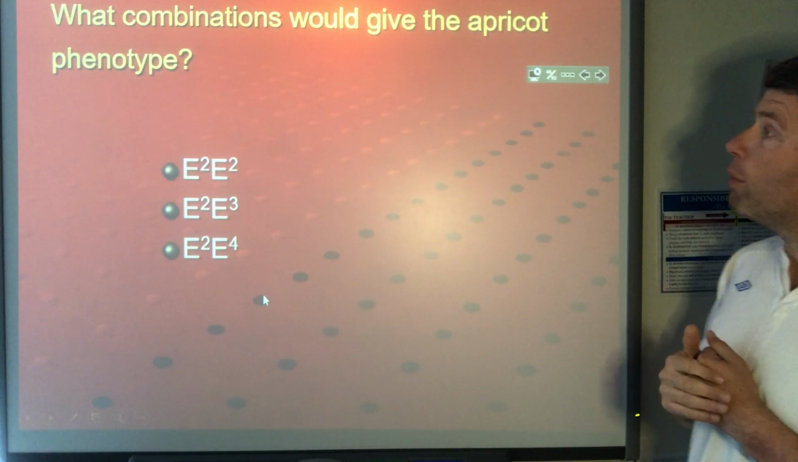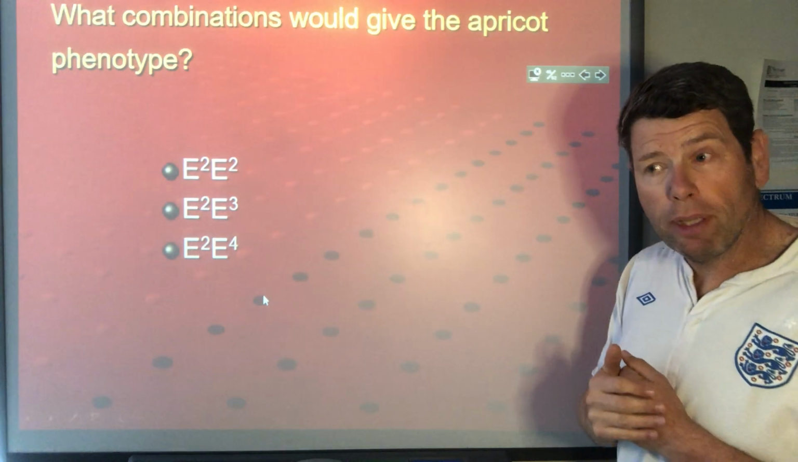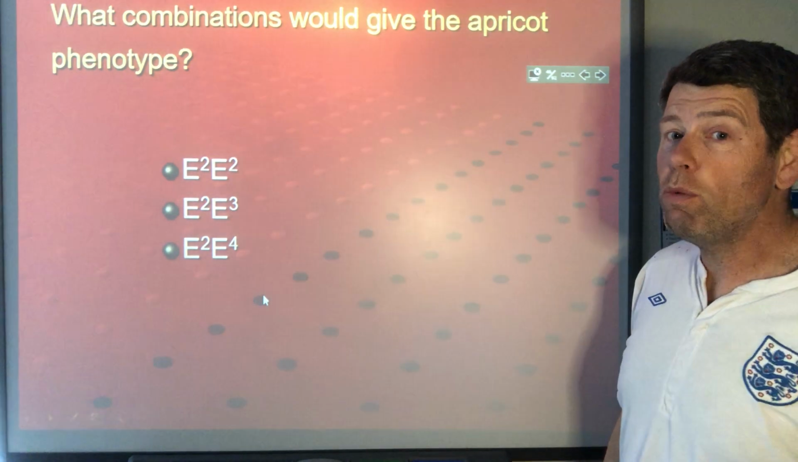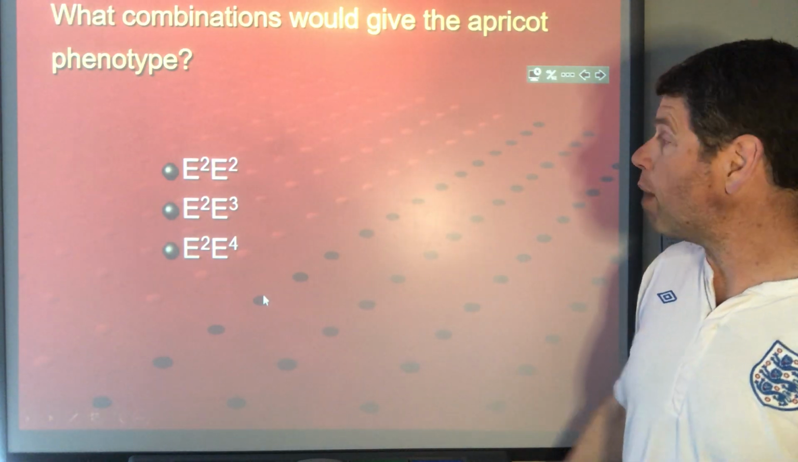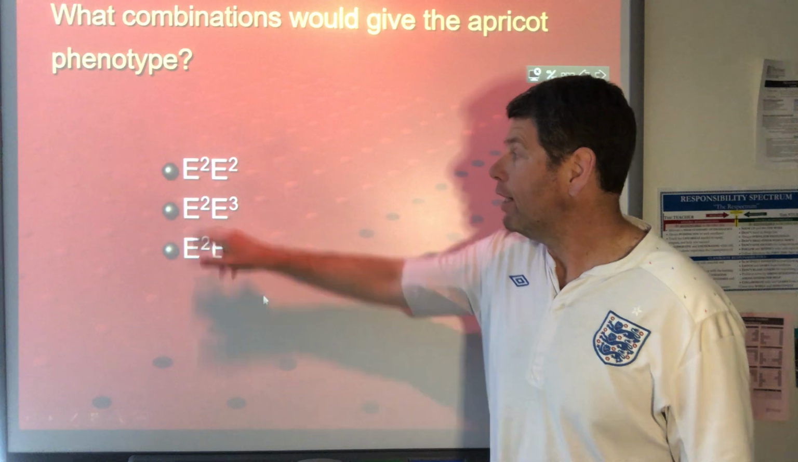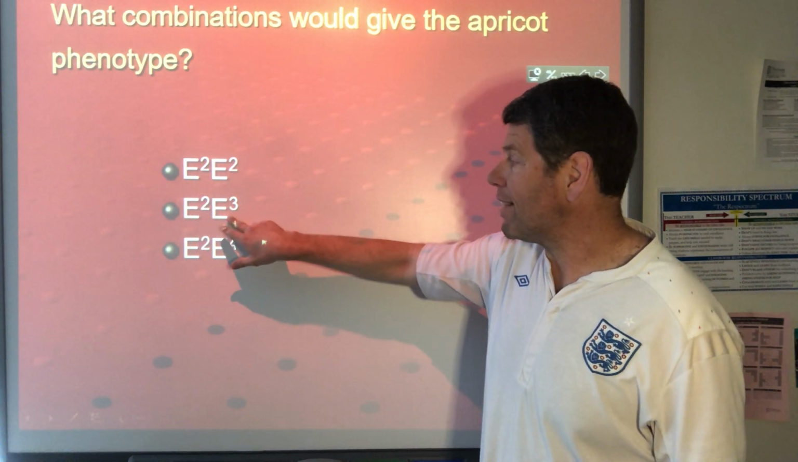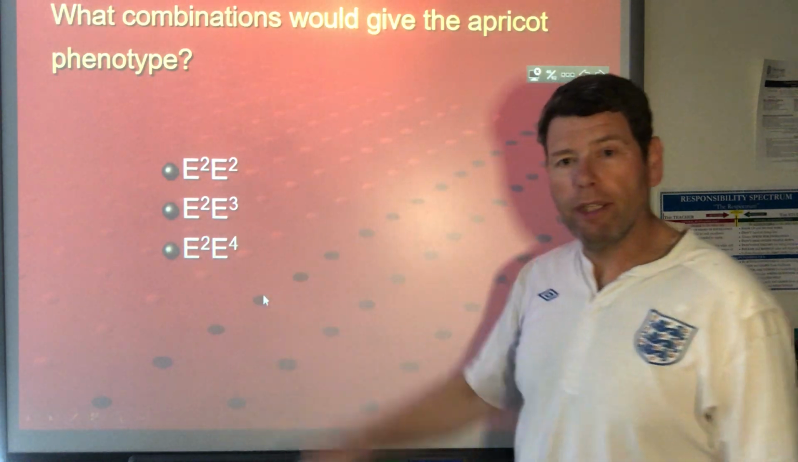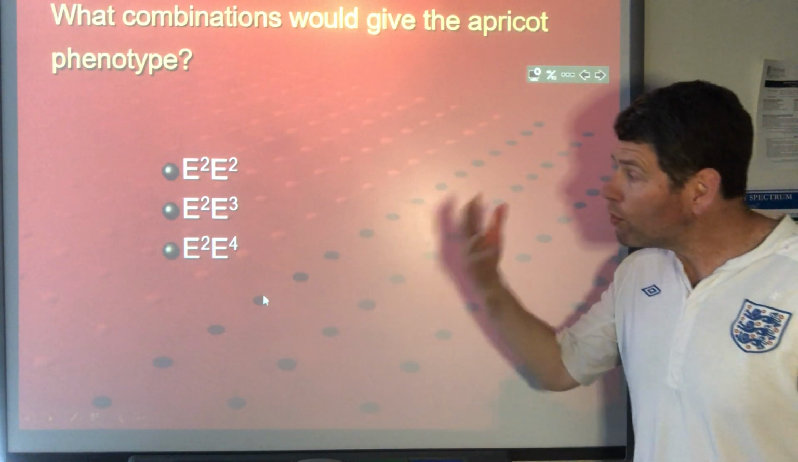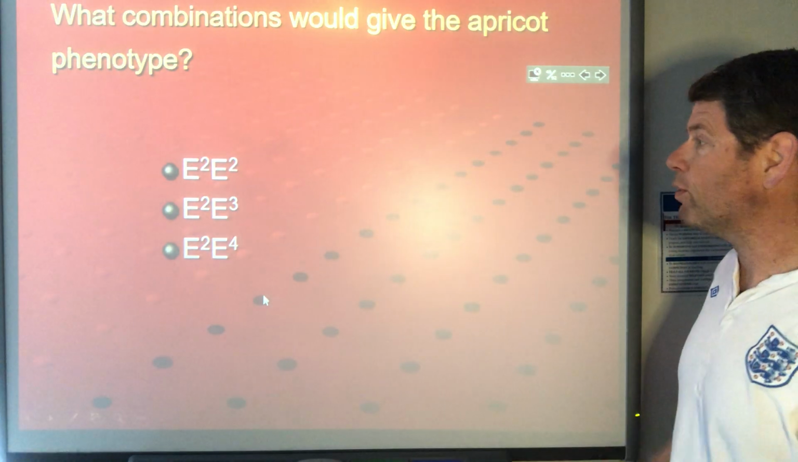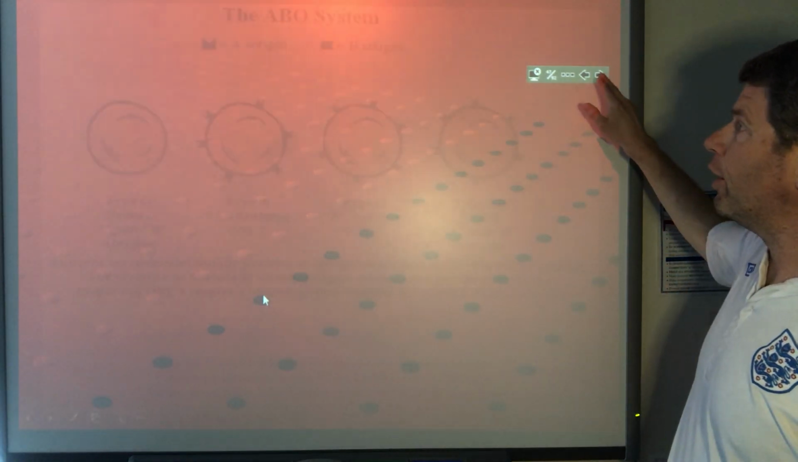What combinations, by the way, would give an apricot phenotype? Well, any combination that has E2, but no E1, because remember, that's more dominant. So E2, definitely apricot, but even E2, E3, because that's the honey allele, but apricot is more dominant, and apricot is more dominant than the white allele. So those are 3 different possibilities that give rise to that same phenotype of apricot eye color.